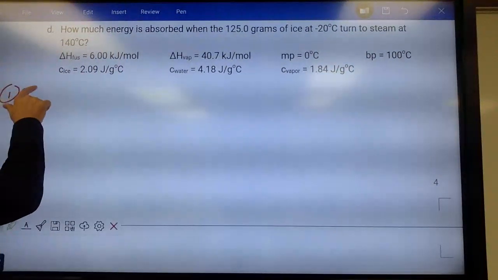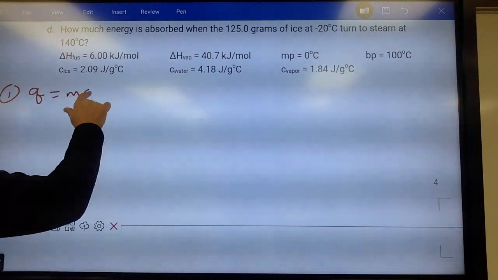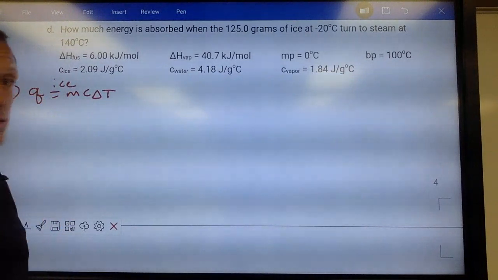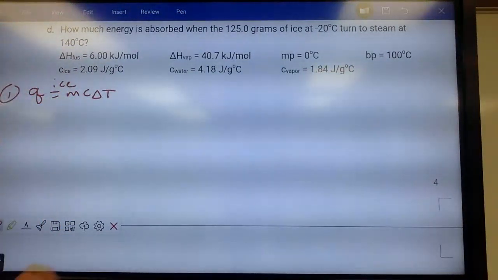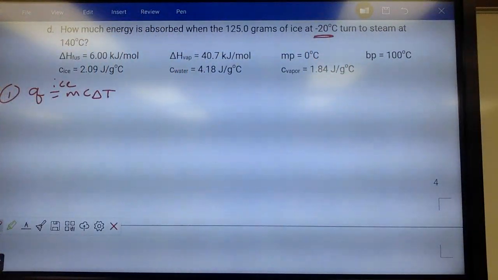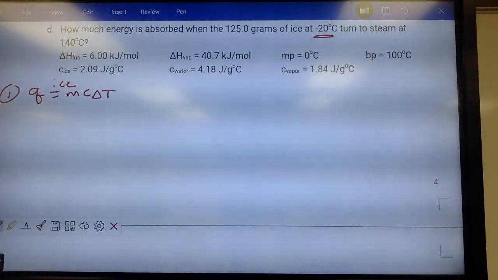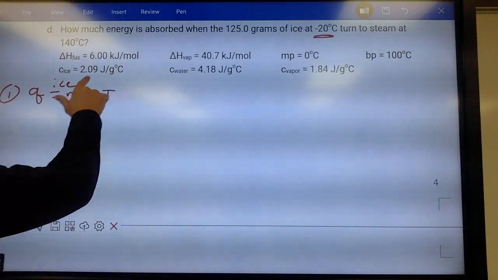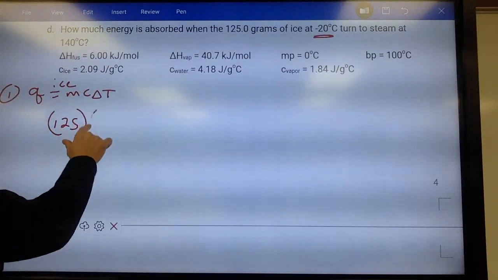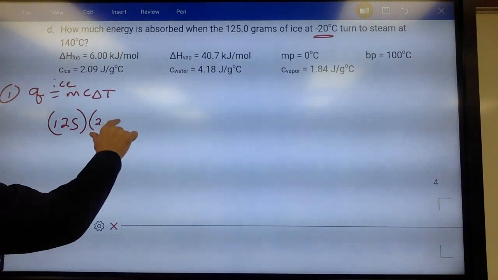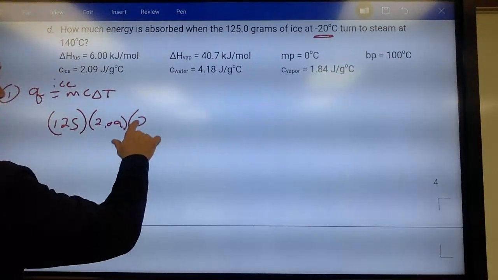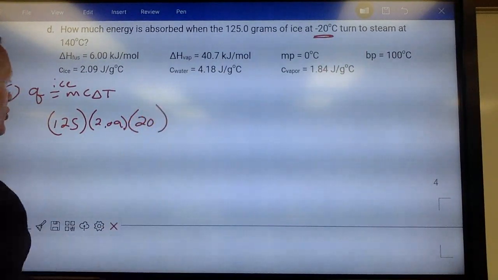Our first step we're going to do Q equals MC delta T for the ice. Ice is just getting hotter, and it's going to go from negative 20 to 0 degrees. At zero, it's going to start to melt. Specific heat of ice is 2.09. The mass we have is 125, so we're going to go 125 grams. Specific heat is 2.09 for ice. And our change in temperature going from negative 20 to 0 is a 20 degree temperature change.